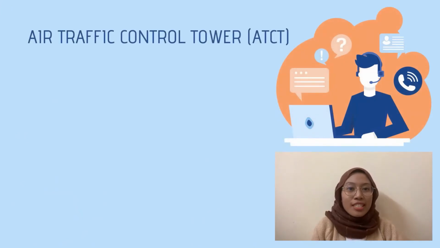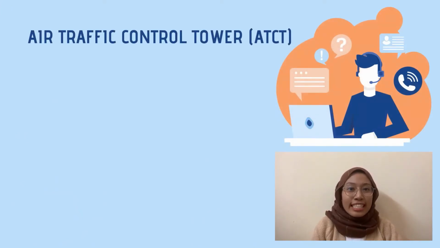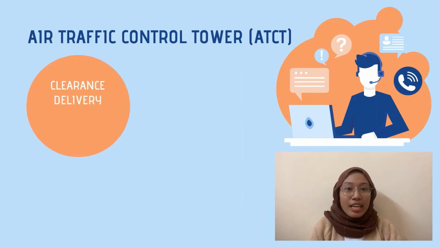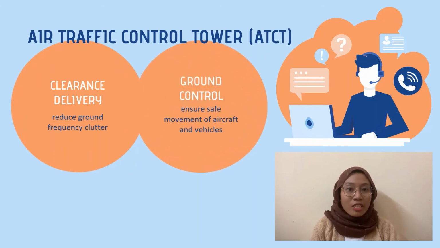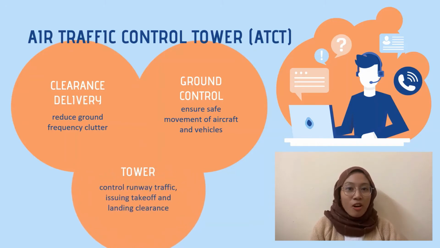The next one is the Air Traffic Control Tower, ATCT. This facility comprises 3 main components. The first one is clearance delivery. This service is established to reduce ground clutter frequency. Conversely, ground control is responsible for ensuring safe movement of aircraft and vehicles through taxi interaction in the airport. Meanwhile, tower control services control the runway traffic, issuing takeoff and landing clearance.